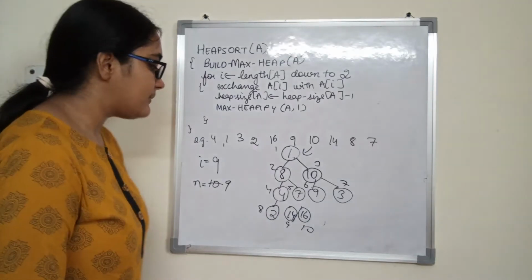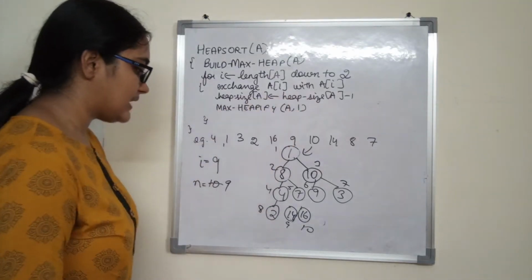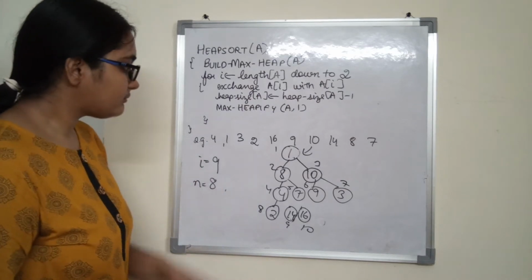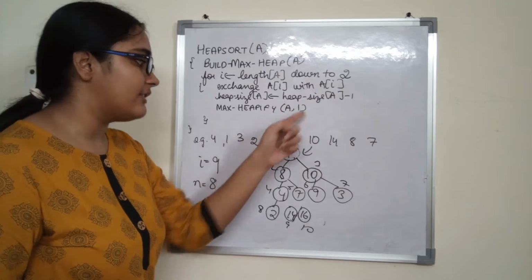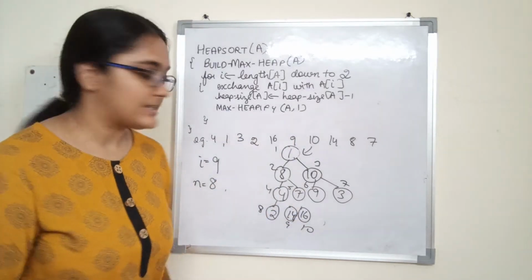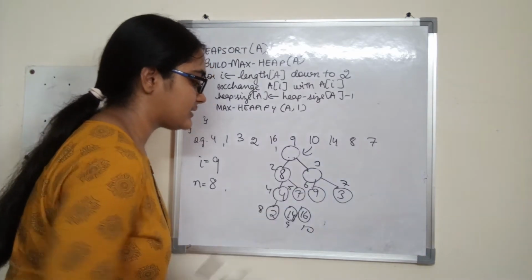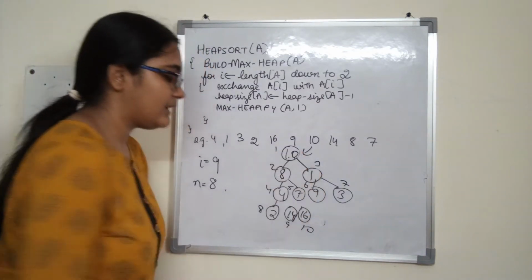So now we are calling max CP5. Now heap size is equal to heap size minus 1. Now heap size is equal to 8, alright. And we are calling max CP5 on A1. That is, on this again we are going to call max CP5. When we call max CP5 on this, out of 1, 8 and 10, which one is the largest? 10 is the largest, so 10 will come here, 1 will go here.